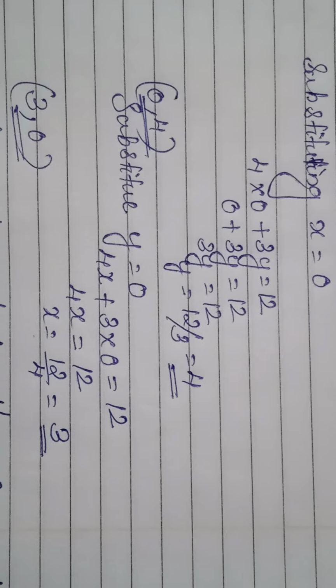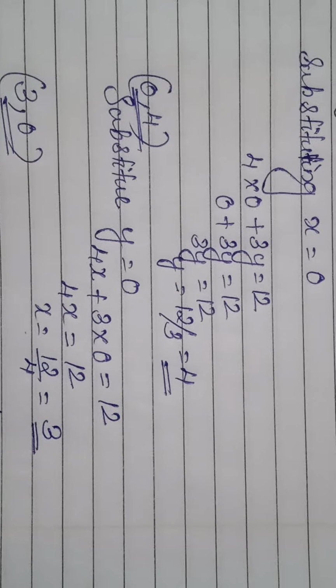Understood? So if we substitute x is equal to 0, we will get the y value, and if we substitute y is equal to 0, we will get the value of x. Understood? Then we will get two required solutions. In this way we are finding the solutions of the given equation.